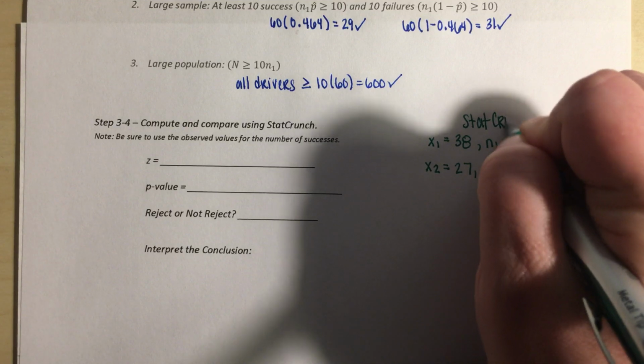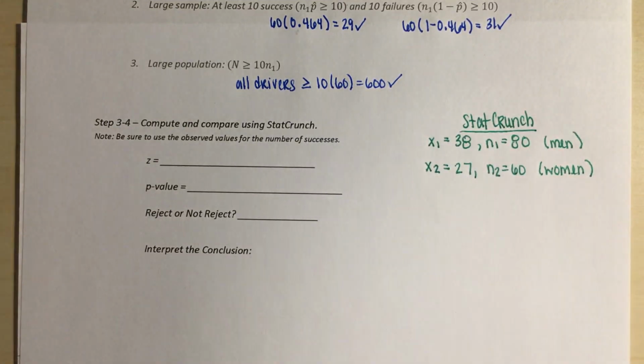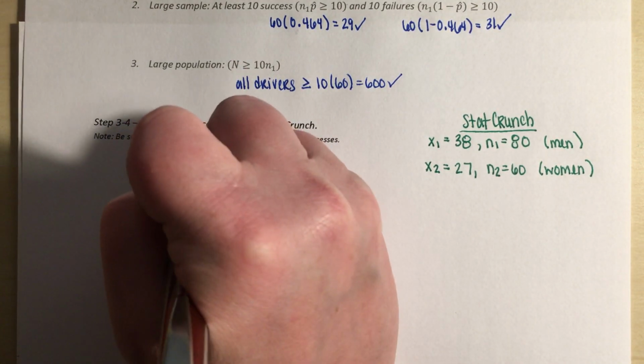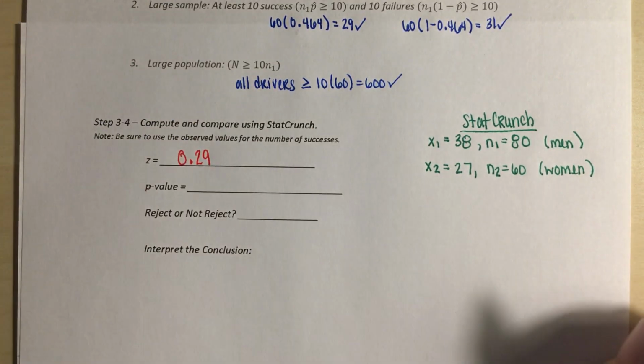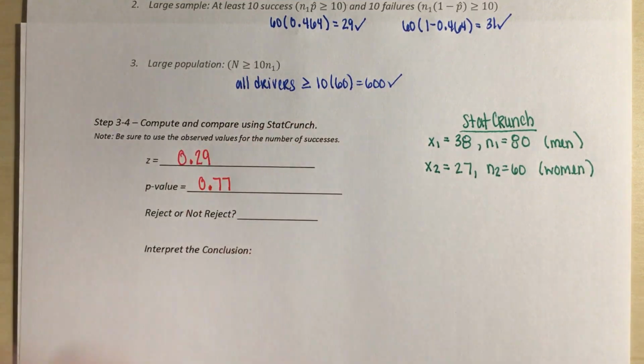So again, as we're entering these in, make sure you're getting everything in there correctly. When we're looking at the bottom part, we don't need to put in any numbers. We don't need to change that 0. We just need to make sure that we check the correct inequality symbol, which in this case is a not equal to. Okay, so our z we get is 0.29. Our p-value that we get is 0.77.